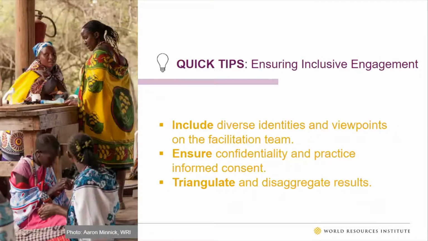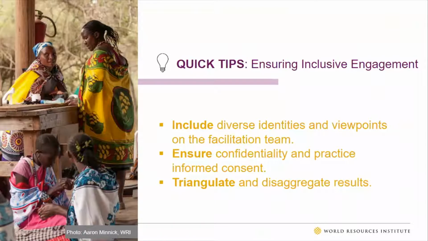Just some quick tips that we found that are very important when we've been exploring social network analysis is to ensure inclusive engagement. Again, your map really depends on the people that are in the room. So it's important to include diverse identities and viewpoints throughout the process and on the facilitation team, to ensure confidentiality and informed consent, and again to triangulate and disaggregate results. Sometimes it might not be suitable to have everyone in the room at the same time together.